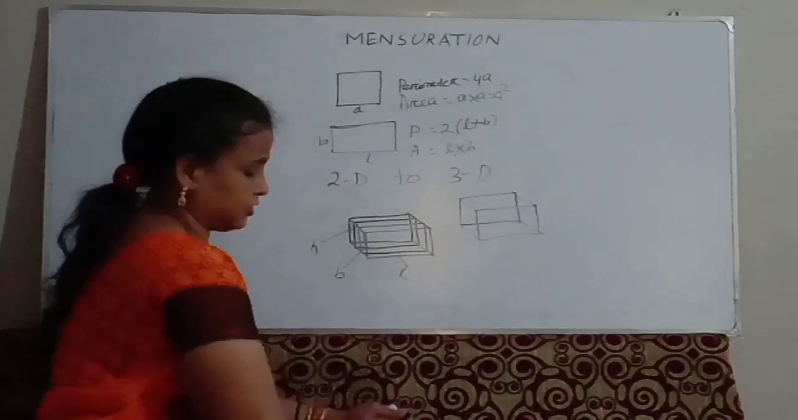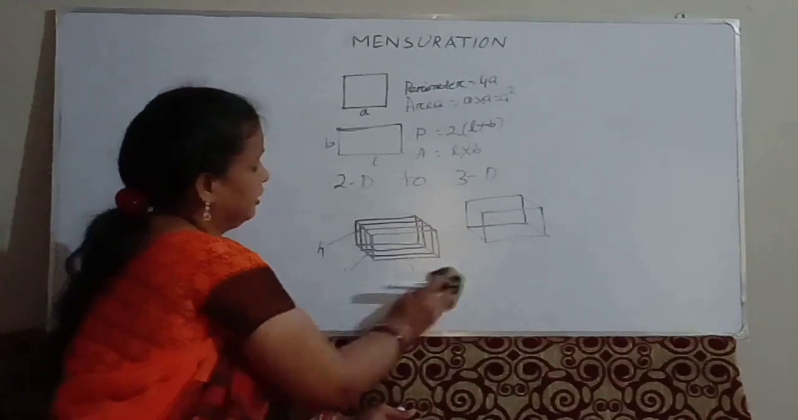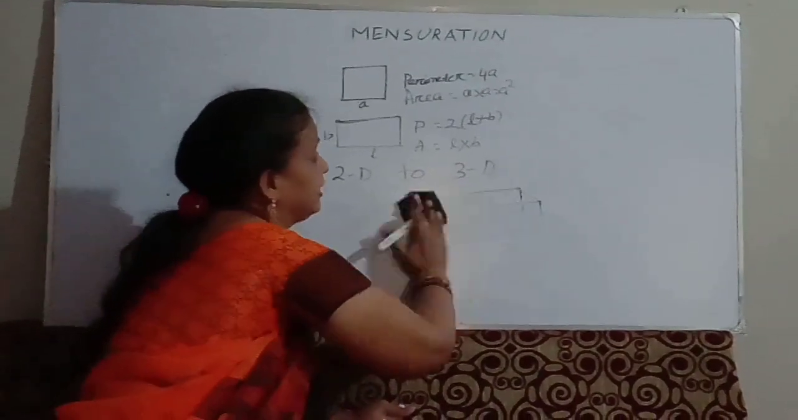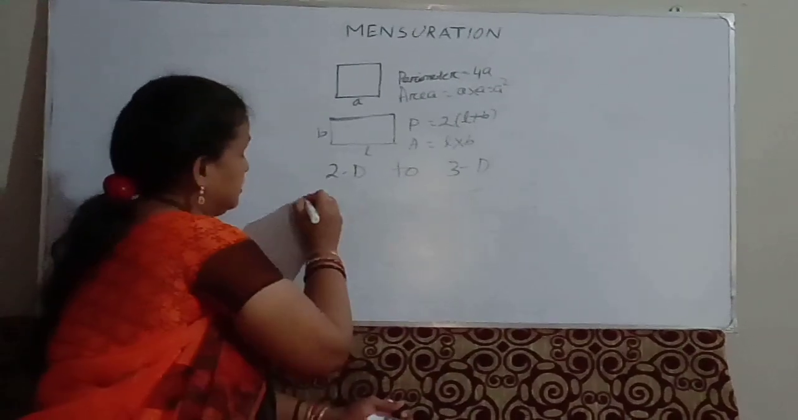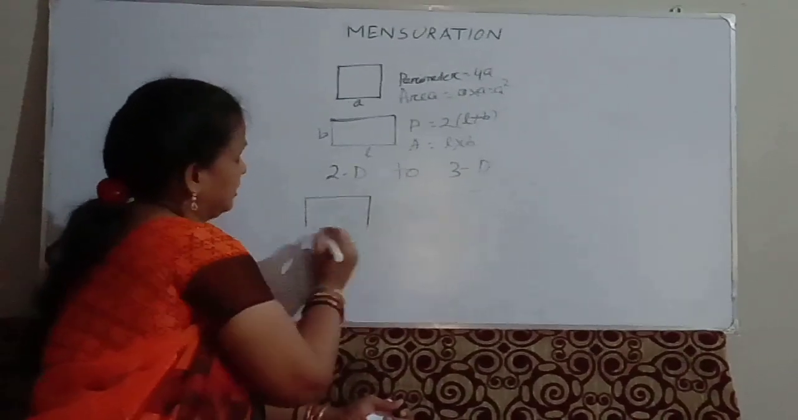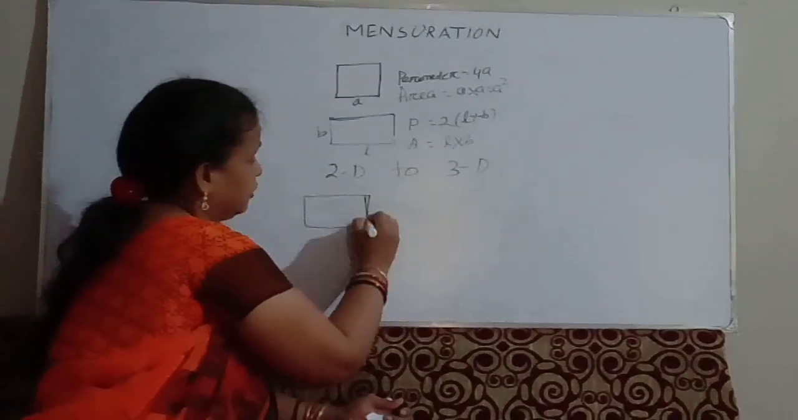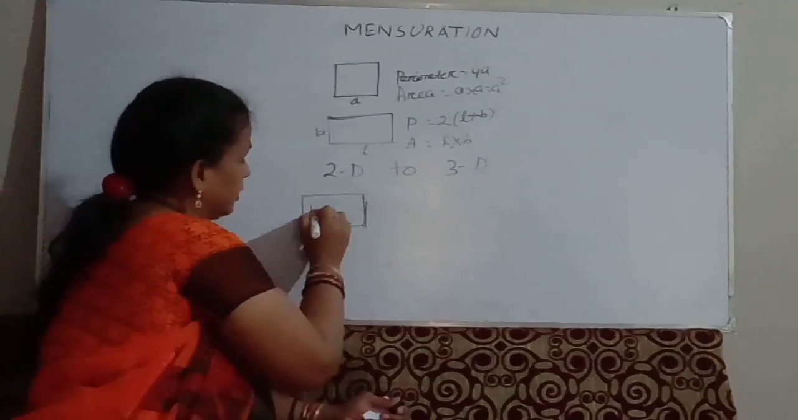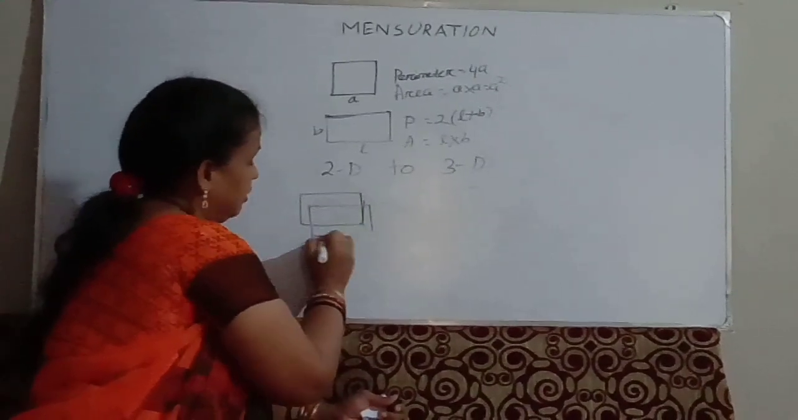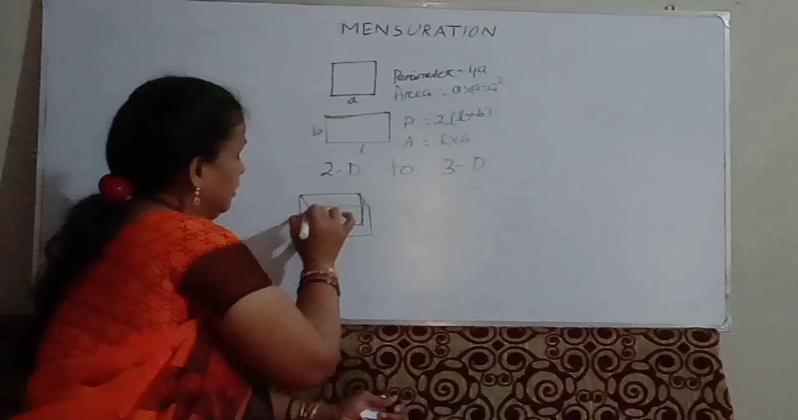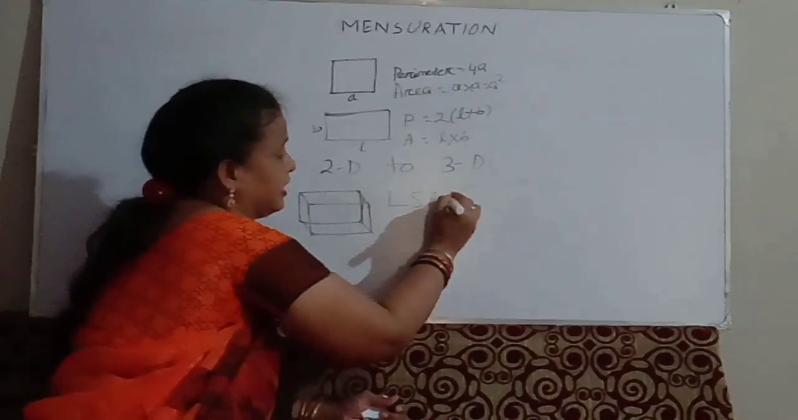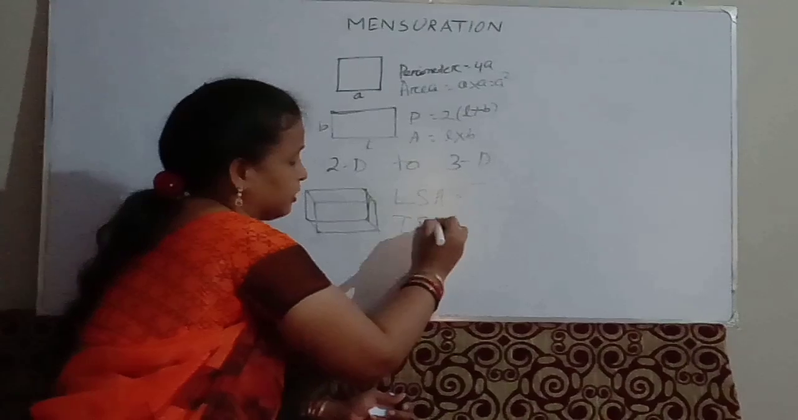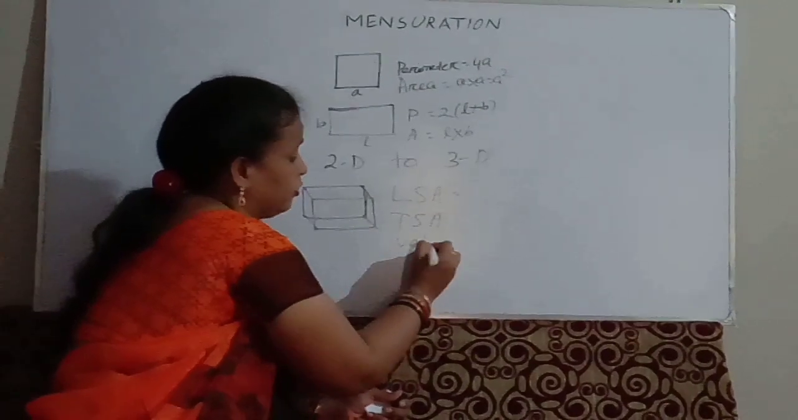Next, how will you find the perimeter and area? This is a rectangular shaped cuboid whose all surfaces are rectangular in shape. So you have to find the lateral surface area, then the total surface area, and then the volume. How will you find them out?